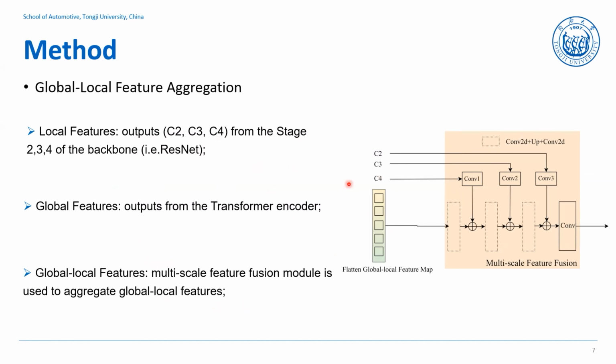For global local feature aggregation, we fuse local features from stages 2, 3, 4 of the backbone, and global features from the transformer encoder. Specifically, we use a multi-scale feature fusion module to aggregate global local features.